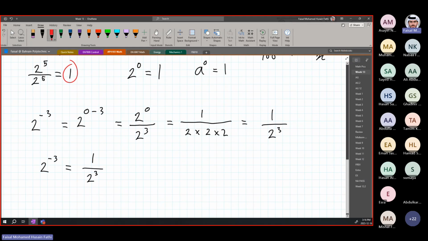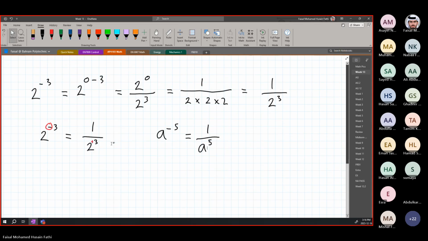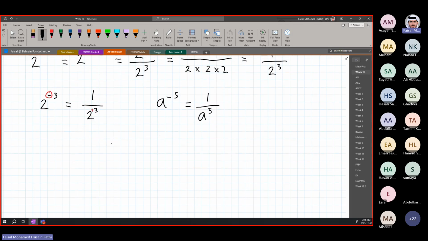So if you want to remove the minus and turn it into plus, it's going to be in the denominator. So anytime you have any variable to the power minus 5, for example, it's going to be equal to 1 over that same variable to the power of positive 5. All right? Makes sense?